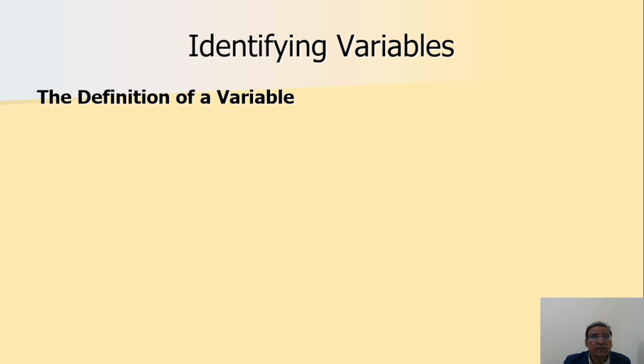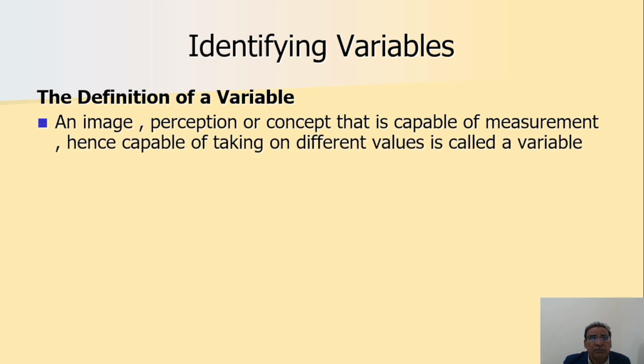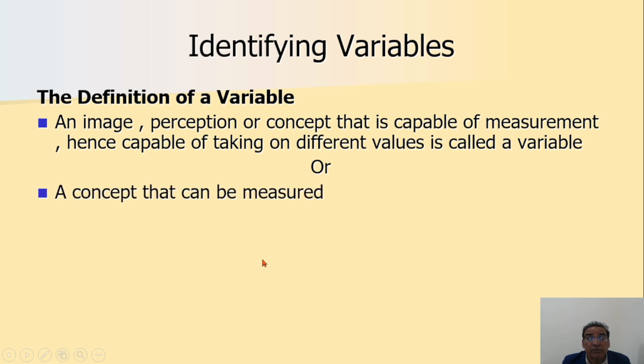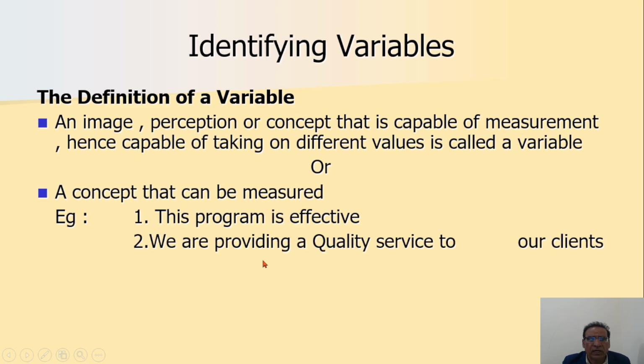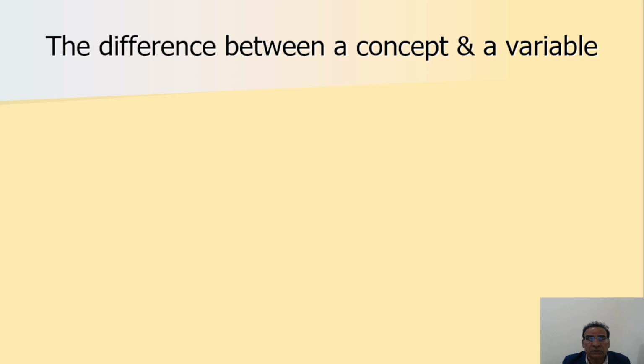Identify variables. Definition of a variable: an image, perception, or concept that is capable of measurement, and hence capable of taking different values, is called a variable. Or, a concept that can be measured. For example, the program is effective, we are providing quality service to the client, this product is very good.